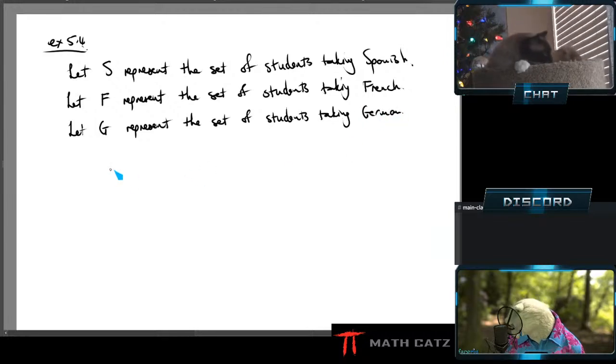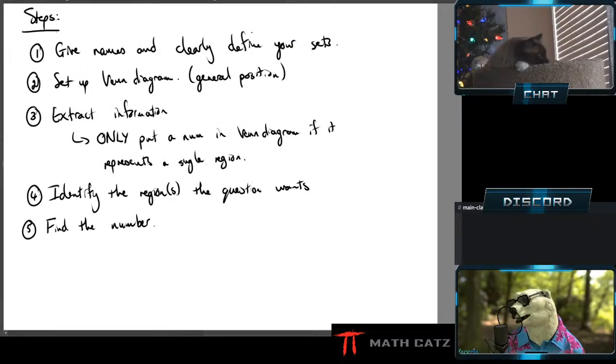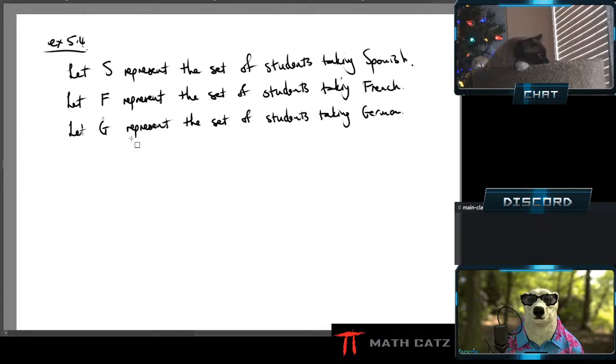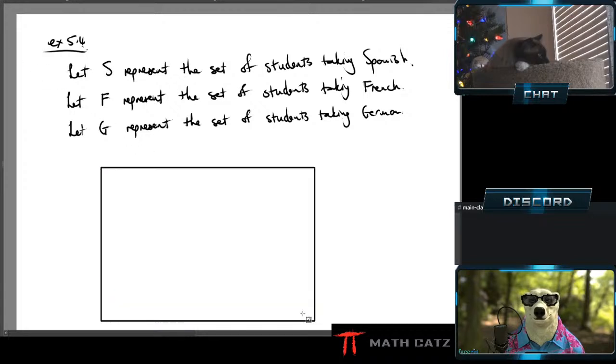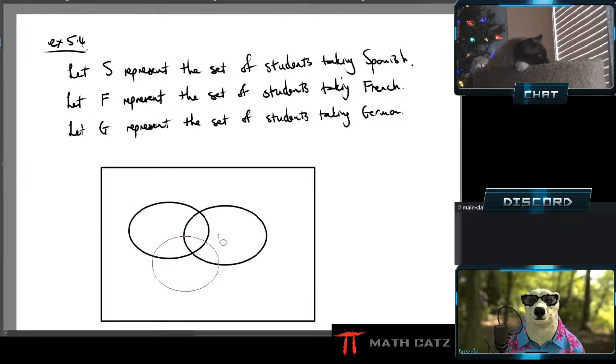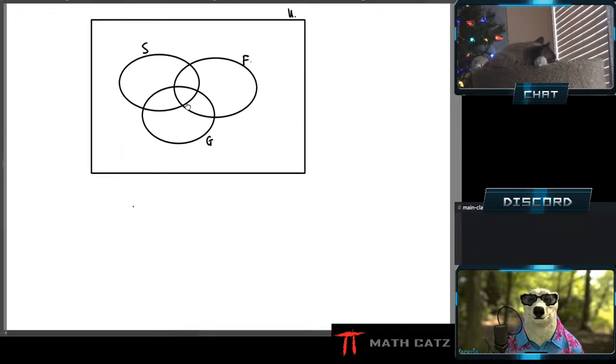All right. Now, step 2 says Venn diagram. General position, obviously for 3 sets. S over here, F over there, G over there. I don't write words in my Venn diagram. They're separate. Symbols as letters, for example. All right. So the meaning of these sets aren't overly complicated. I have them in general position because I don't know what their overlaps are.